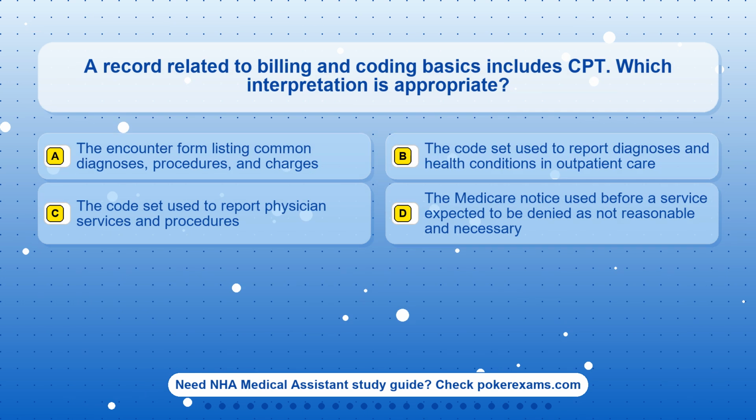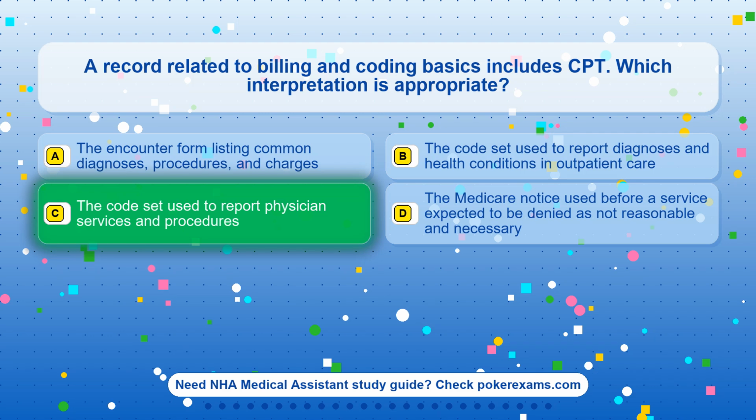Question 25. A record related to billing and coding basics includes CPT. Which interpretation is appropriate? Option A. The encounter form listing common diagnoses, procedures, and charges. Option B. The code set used to report diagnoses and health conditions in outpatient care. Option C. The code set used to report physician services and procedures. Option D. The Medicare notice used before a service expected to be denied is not reasonable and necessary.